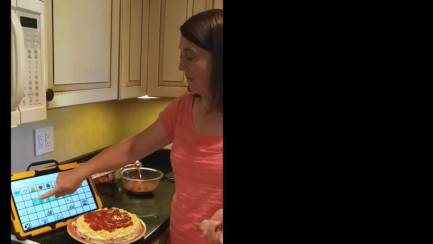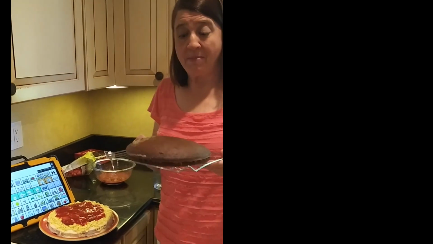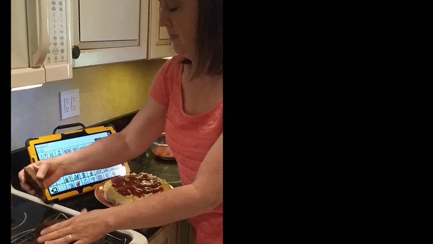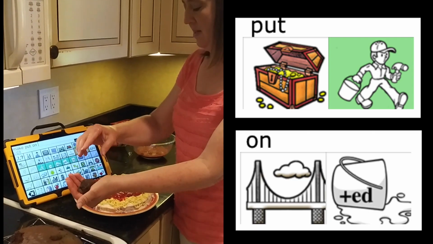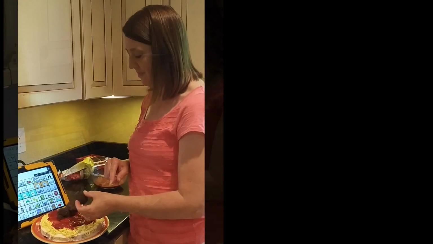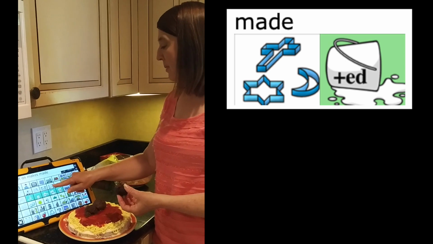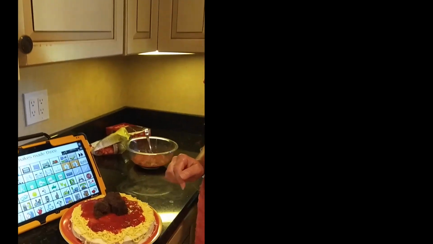The next thing that we have to do is make some meatballs. We're going to grab some pieces of this other cake, and roll them and squeeze them. And then I'm going to put it on my cake. Okay, I made 3 meatballs. I made 3 to go right in the middle of our spaghetti and meatballs.